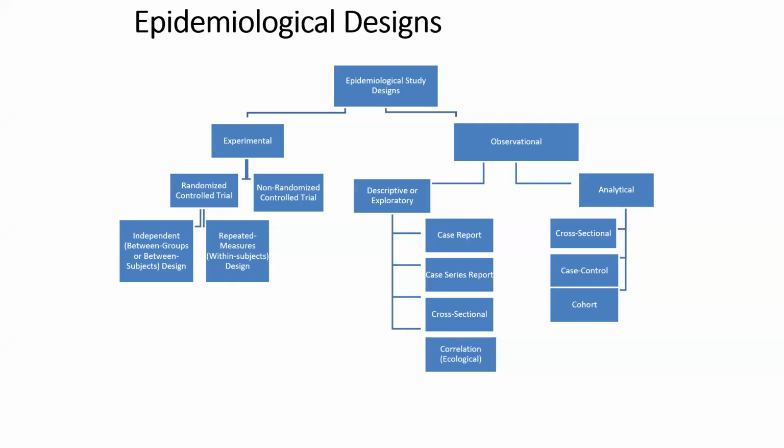Under observational design, we have two other subcategories. So experimental, observational. Under observational, we have two categories: descriptive, or some people call exploratory. I prefer the use of the word descriptive. Exploratory is usually used in some other sciences. We don't use exploratory so much in epidemiology and in public health science. We use descriptive, while the other broad subcategory under observational is analytical. So your observational study is either descriptive or analytical.